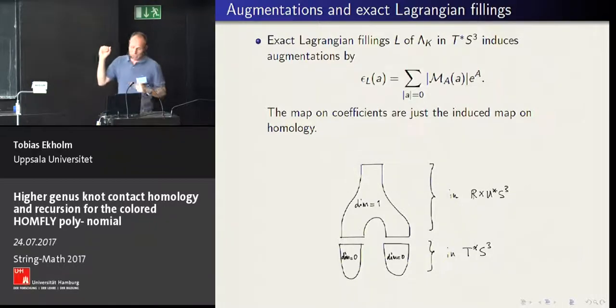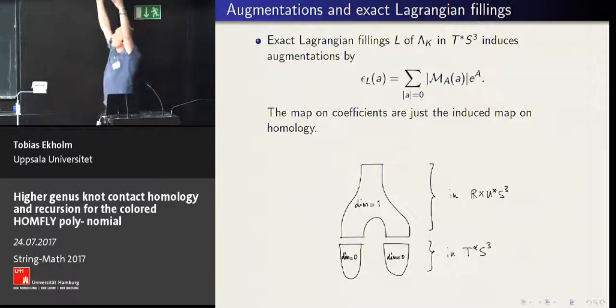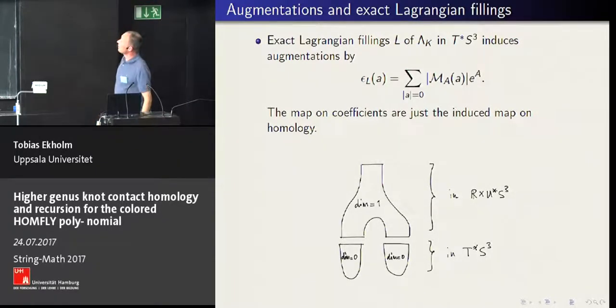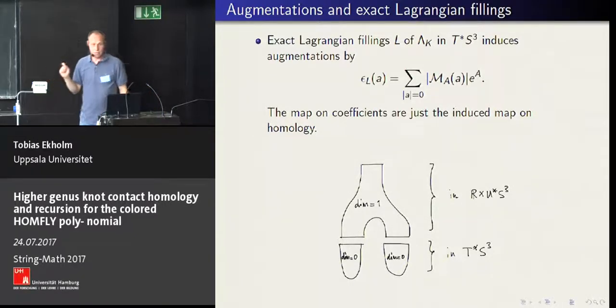in fact I maybe even gave the definition, but I want a Lagrangian that looks like my Lagrangian LK at infinity and stretching down into this T star S3. So then you can define an augmentation of the algebra. So here, if we're in T star S3, we have to put Q equals 1 because this S2 bounds.